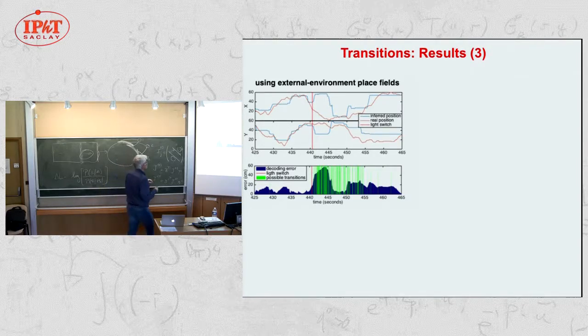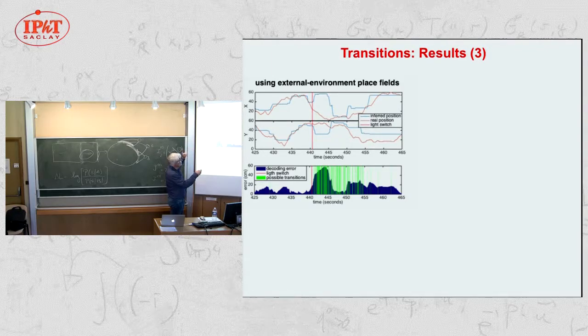So what you can do is decode position, x, y as a function of time, using the place fields, the rate maps of environment A. So this is A before the light switch. This is B after the light switch. If you do that, you see a nice agreement between the inferred position and the true position. And if you do that exactly after the light switch, this is not a nice agreement.